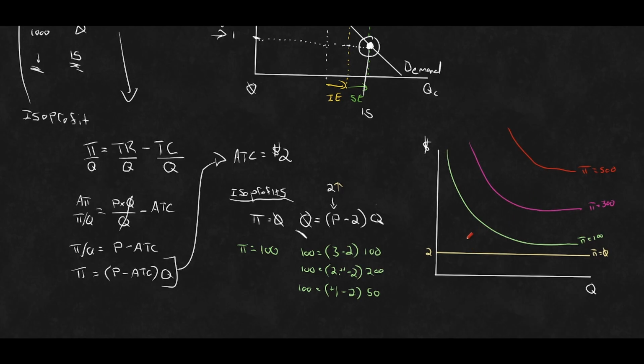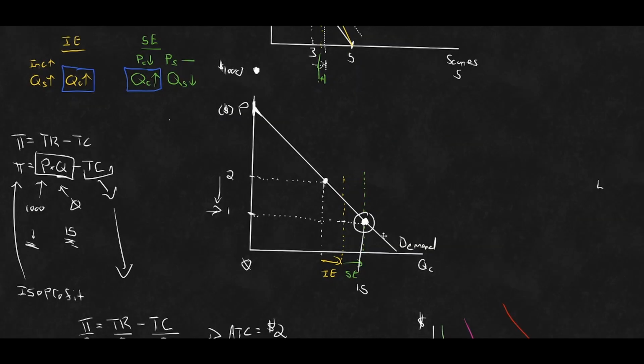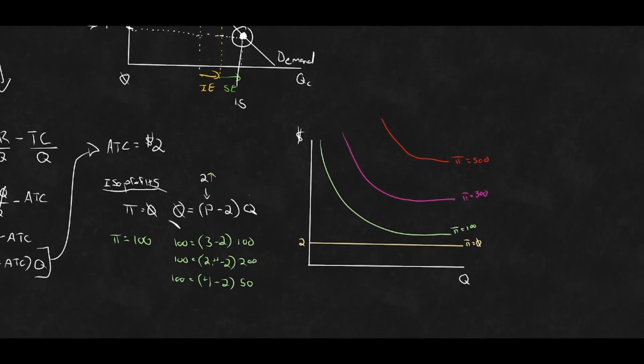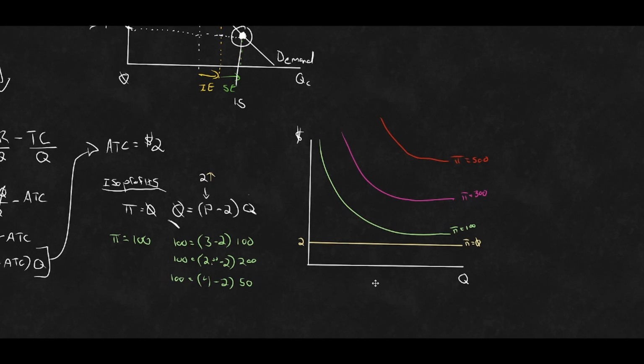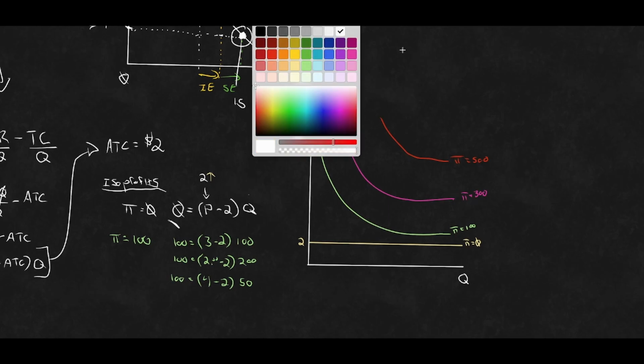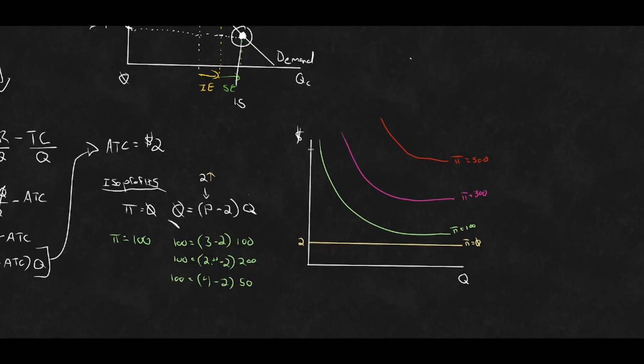Well, they're going to pick the highest isoprofit they can given their feasibility set, given their demand curve. And so what we could do is just come down here. We could overlay some demand curve. Let's overlay a demand curve in white since I don't have that color. And let's say that we have a demand curve as follows. There we go. We have our downward sloping demand.